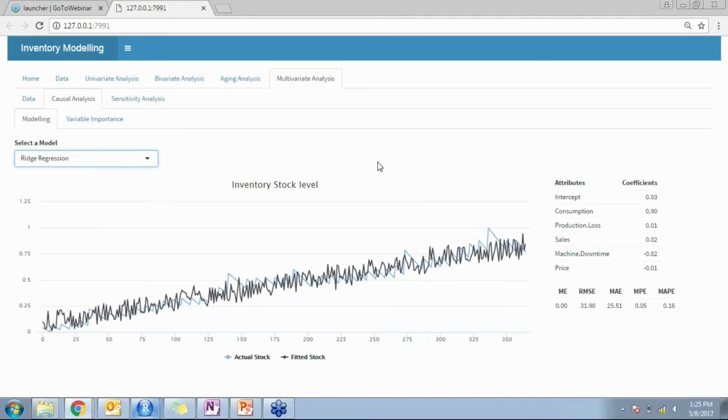The regularization methods have been used because in real-world scenarios, we observe a lot of multicollinearity across different independent variables. This output is shown here, and the interpreter or the user can understand how exactly each of the variables contributes to the total stockpiling.